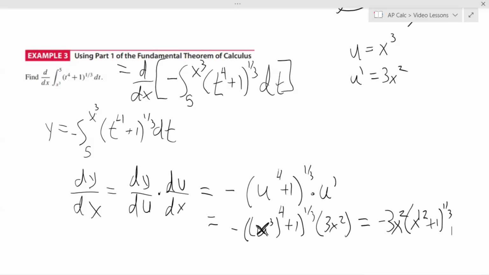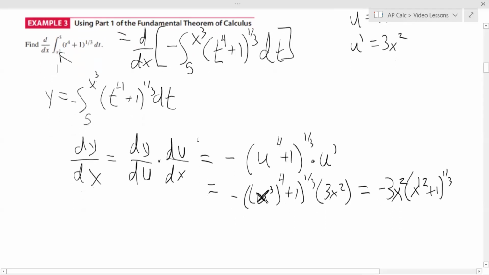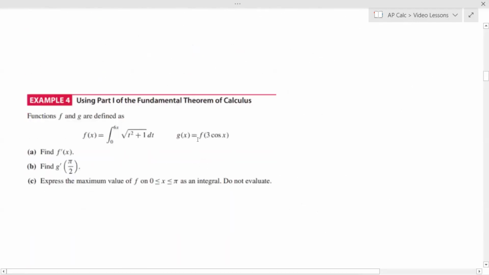Now, it's important to understand that the differentiation is with respect to the variable that appears in the upper or lower limit. So with respect to x, the answer ends up being a function of that variable. Okay, so just be careful there because we have an x, we have a t, we have a u, but the limit of integration's variable determines what we're going to differentiate with respect to and what our answer is going to be in terms of.